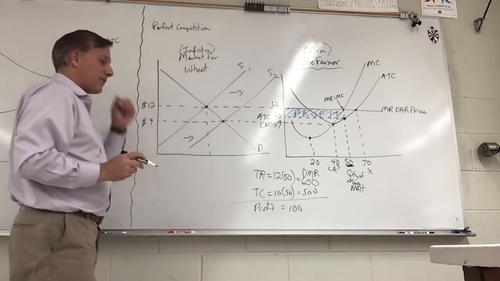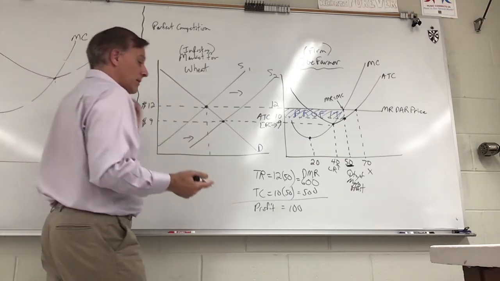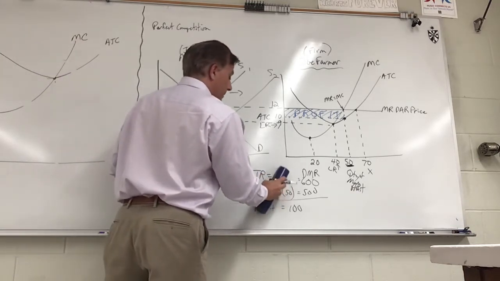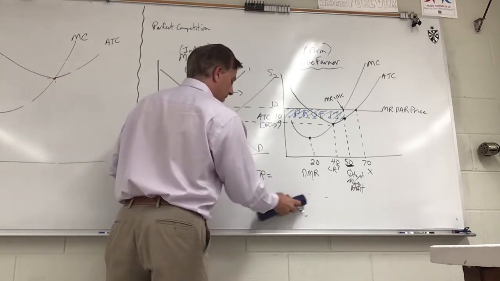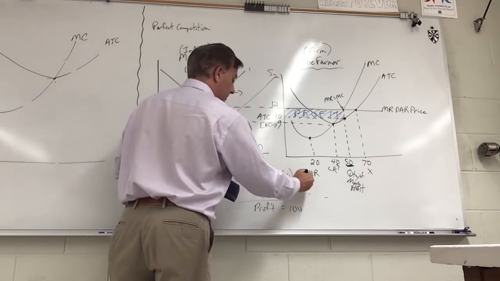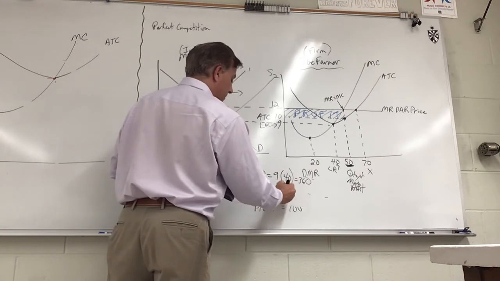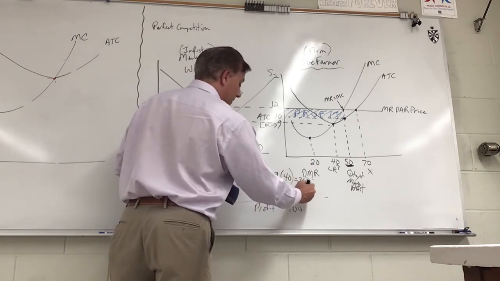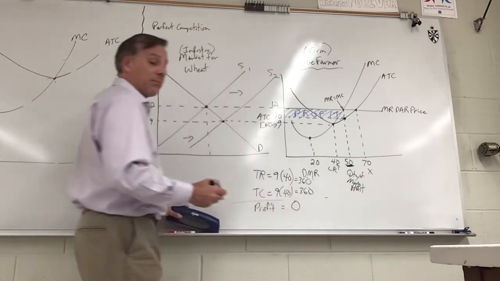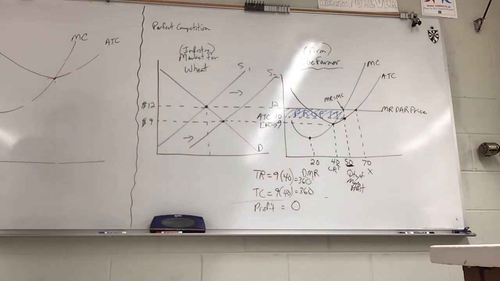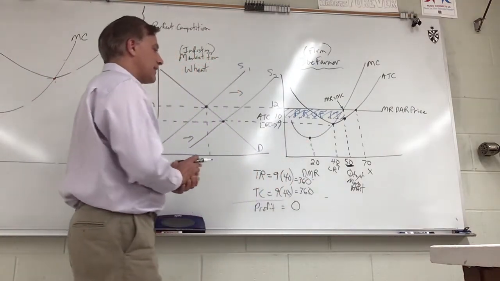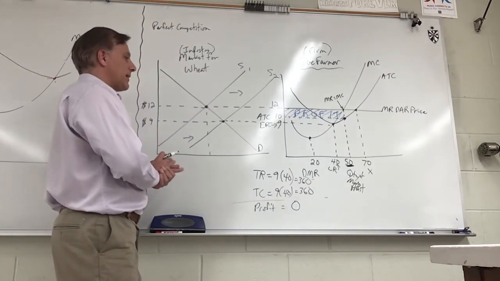And what is my profit in the long run? 0. My long run total revenue is now 9 times 40, or 360, and my long run total cost is also 9 times 40, 360. In the long run, those should all be equal to each other, and then we end up with break even or 0 profit. It's called normal profit when we get into officially discussing that. Don't worry about that right now.